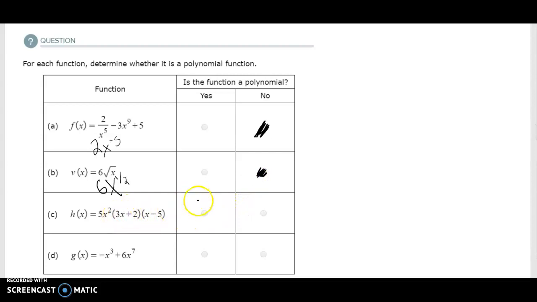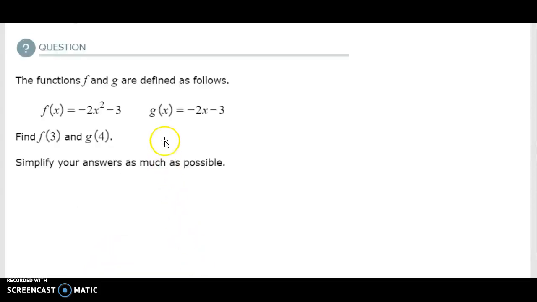With these ones, all my exponents are whole numbers and nothing's negative, so it's going to be yes. And even though I have a negative as the coefficient, the exponent is positive, so it's also going to be yes. Now we're getting into function notation.